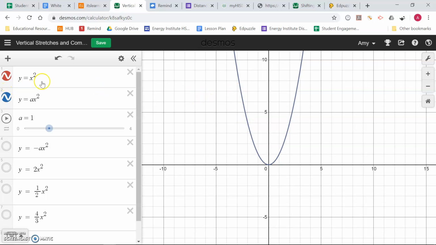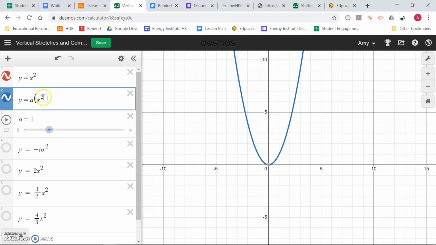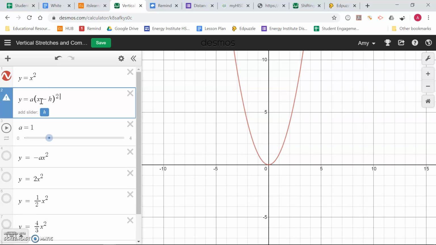And now I'm going to show you the blue graph is what's going to have our stretches and compressions. And remember that we have that A. We could think of our equations in vertex form as this. You already learned about H and K already, so we're only going to focus on what A does. A is going to be multiplied by x squared. So A is 1 is going to be our original, because remember, multiplying by 1 keeps a number the same.